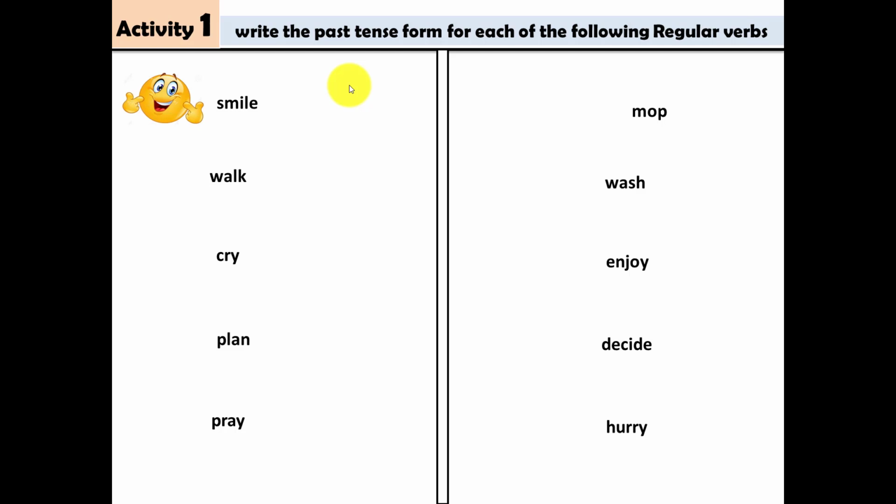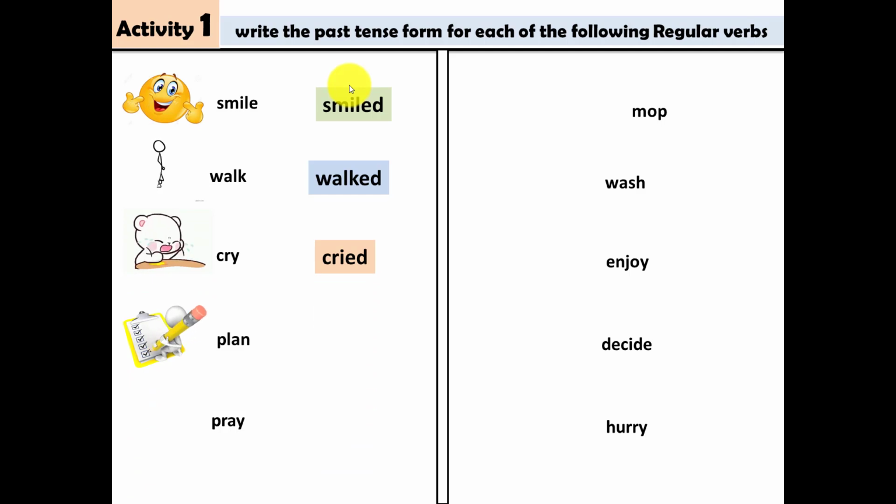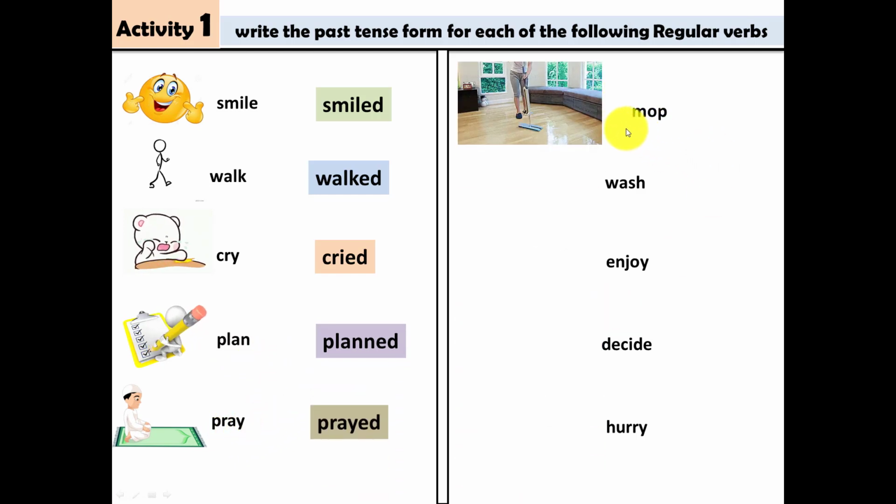Yes. Good job. Smiled. Walk. Good job. Walked. Cry. Good job. Cried. Plan. Good. Planned. How to write planned? Good. With double N. Well done, because we have a vowel between two consonants, right? So planned. Pray. Good. We just add ed. Prayed. Mop. Good. Mopped. Consonant, vowel, consonant. We need to double the P.